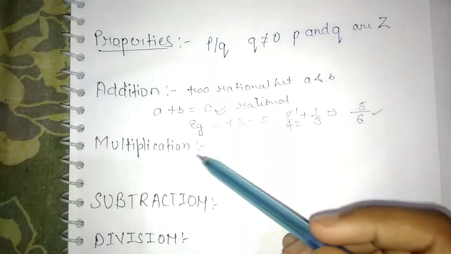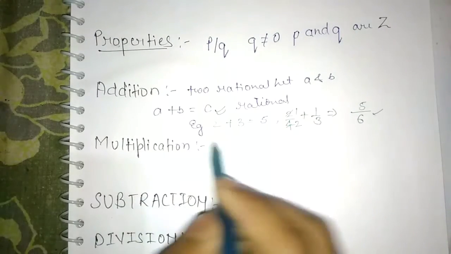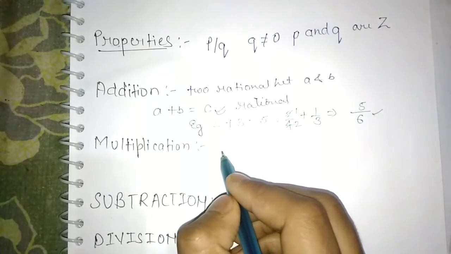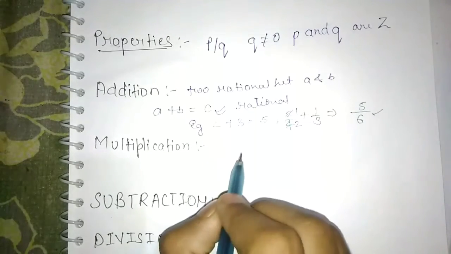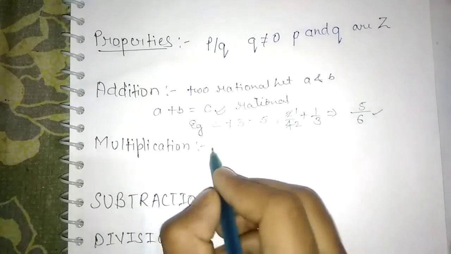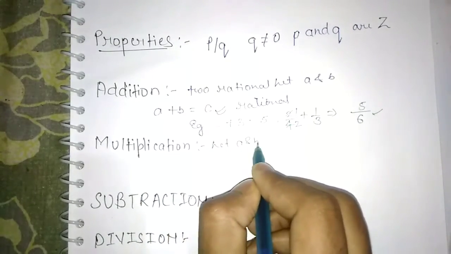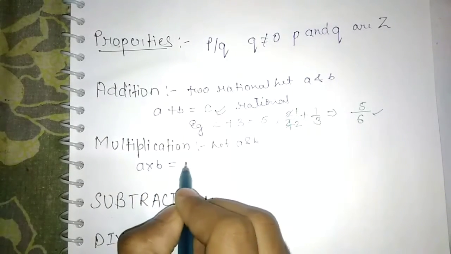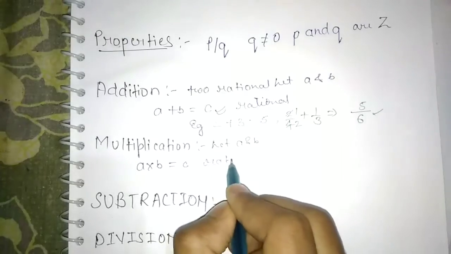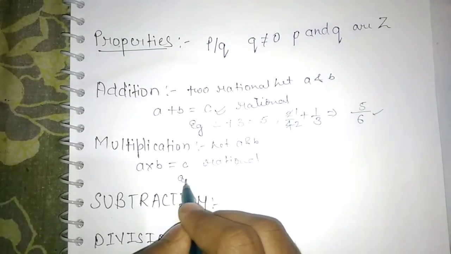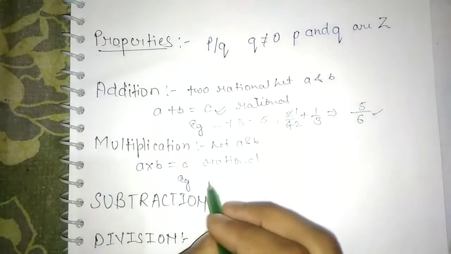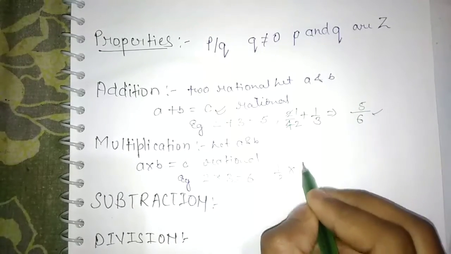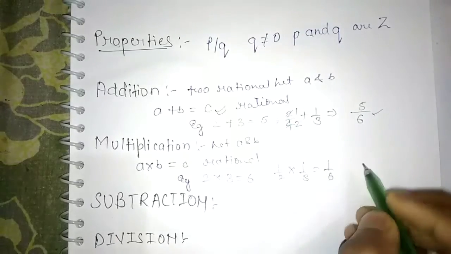Let's move to our second property of rational numbers, which is multiplication. If we multiply two rational numbers, then it will be a rational number. Here let a and b be rational numbers. Again we multiply a and b, it will give us c, which is definitely a rational number. Example, 2 multiplied by 3 is 6. 1 by 2 multiplied by 1 by 3 is equal to 1 by 6.